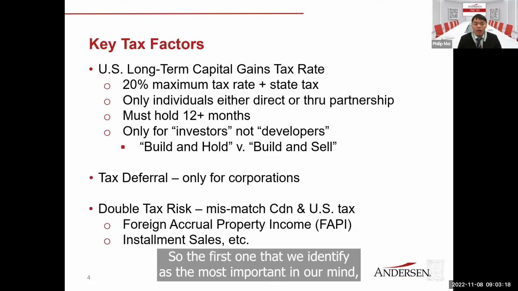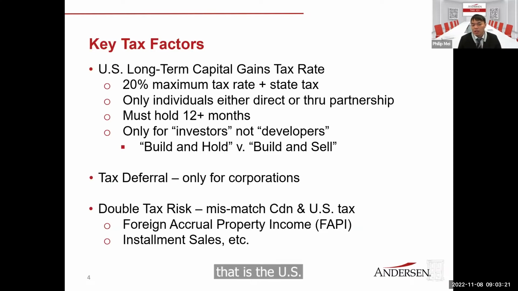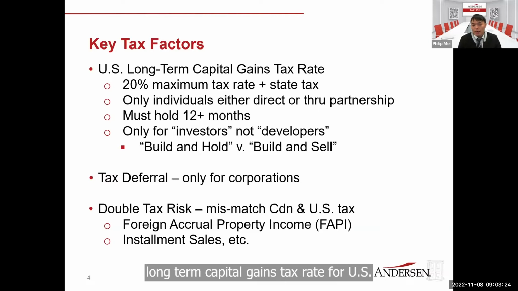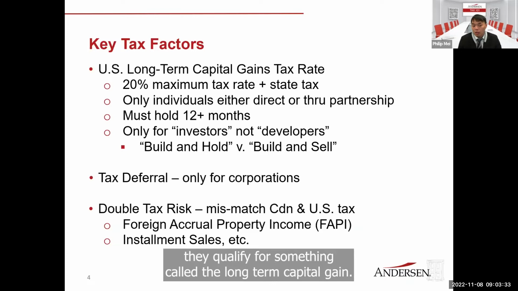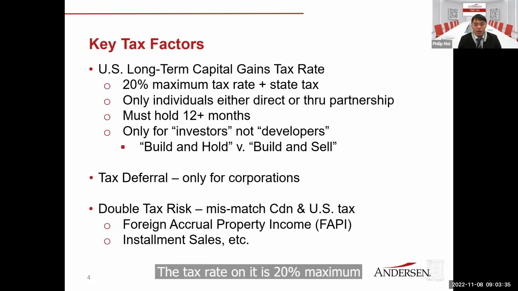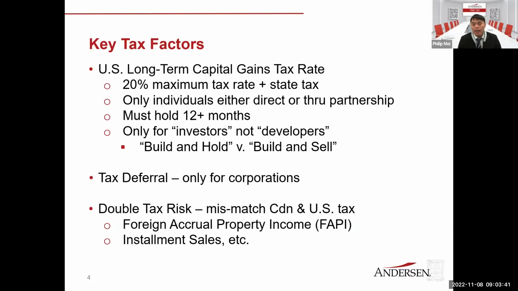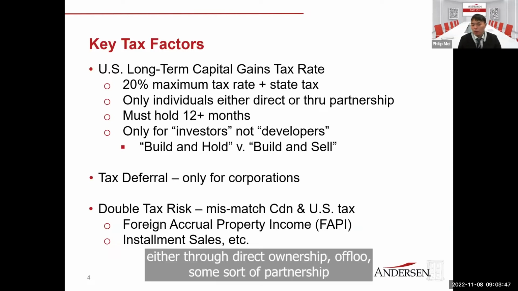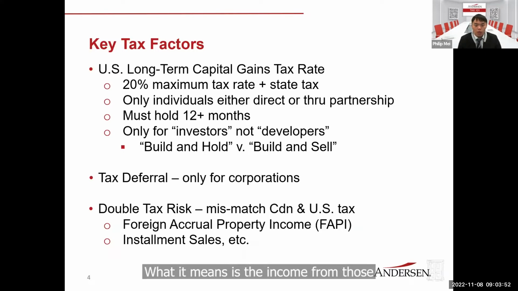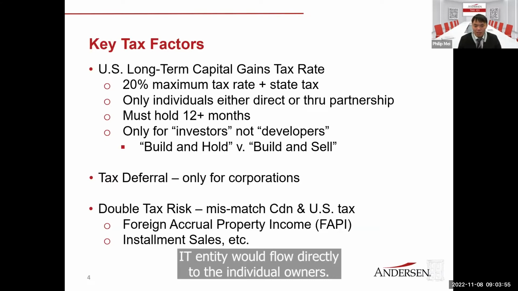The first one that we have identified as the most important in our mind is the US long-term capital gain tax rate. For US tax purposes, any gain on property held for longer than 12 months qualifies for what is called the long-term capital gain. The tax rate on it is 20% maximum, plus any state tax that is applicable. This preferential tax rate is only available for individuals, either through direct ownership or through some sort of partnership or other flow-through entity. What it means is the income from those entities would flow directly to the individual owners.